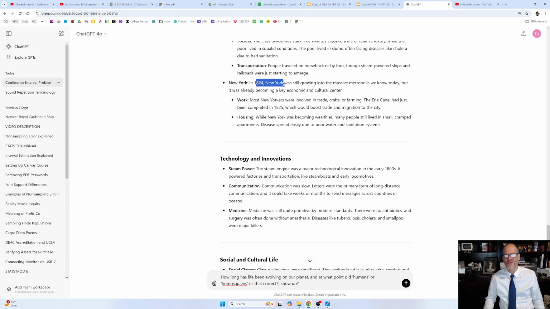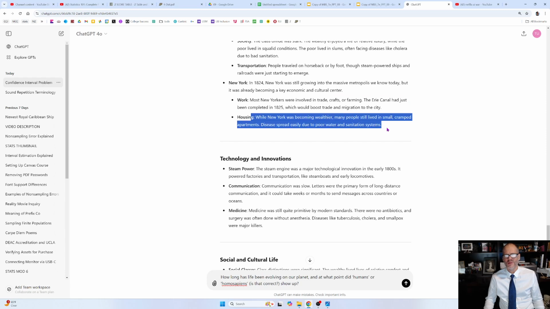In 1824, New York was still growing into the massive metropolis we know today, but it was already becoming a key economic and cultural center. Most New Yorkers were involved in trade, crafts, or farming. The Erie Canal had just been completed in 1825, which would boost trade and migration to the city.